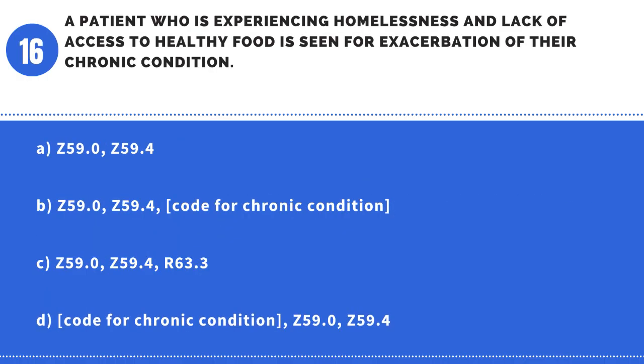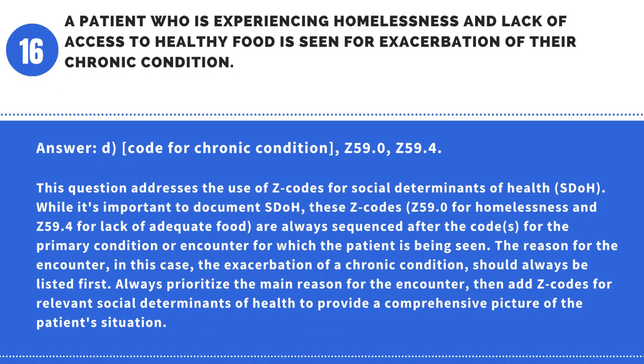Question 16. A patient who is experiencing homelessness and lack of access to healthy food is seen for exacerbation of their chronic condition. A. Z59.0, Z59.4. B. Z59.0, Z59.4, code for chronic condition. C. Z59.0, Z59.4, R63.3. D. Code for chronic condition, Z59.0, Z59.4. Answer: D. Code for chronic condition.